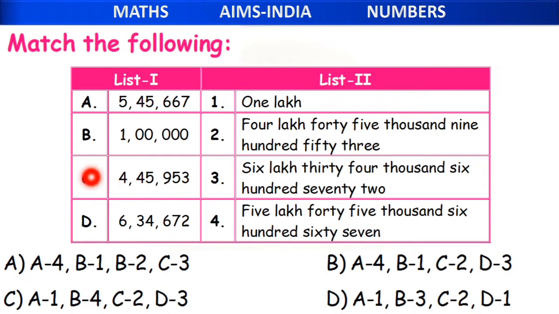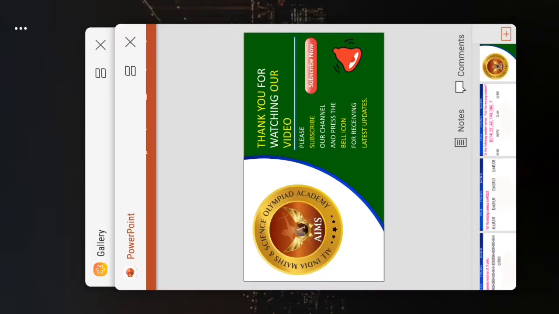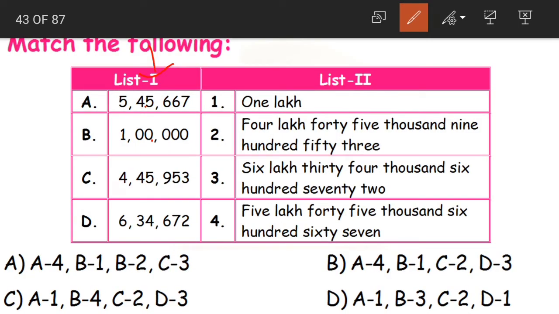So next question, match the following. Now what do we have in the list 1? We are having the numbers, and in the list 2, we are having the number names. So we have to match them with one another. Firstly, we have 5 lakhs, 5,45,667. Now that is 4 here. So A is equal to 4.